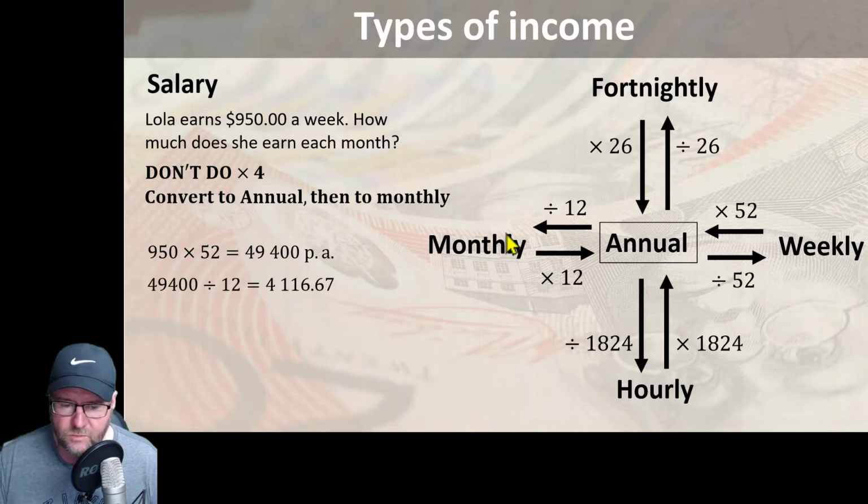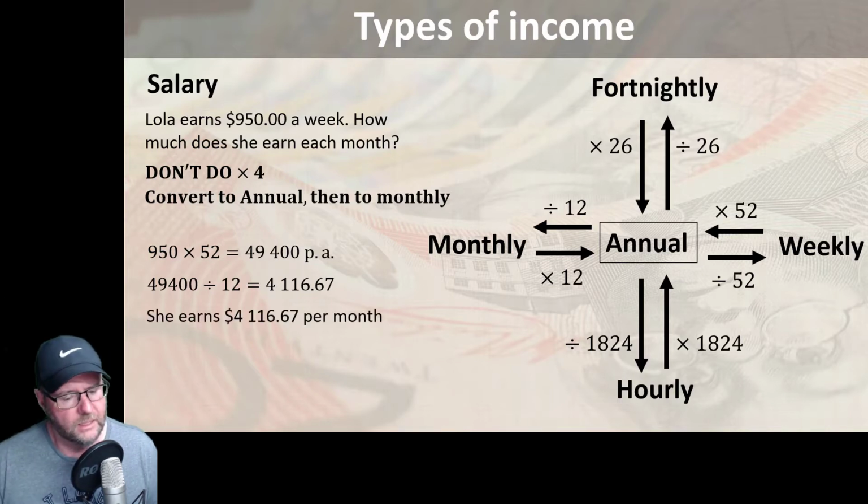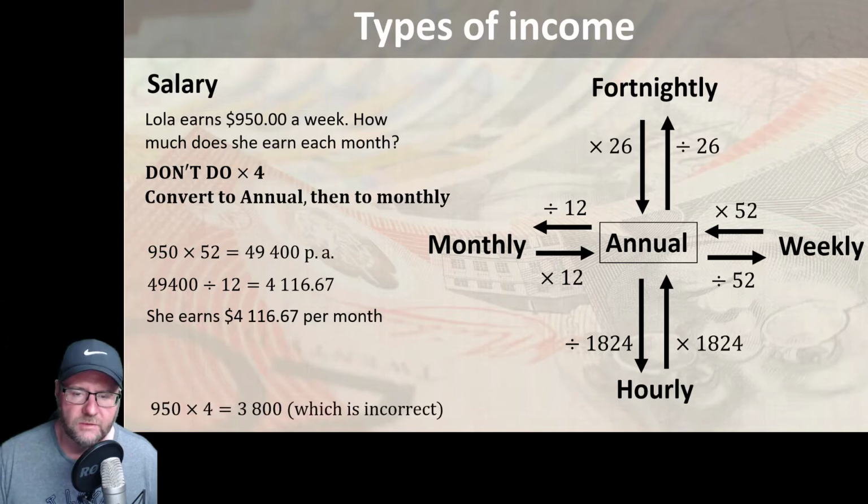So she gets $4,116.67 per month. Now, if I had just done times four, I would be ripping poor Lola off. Okay, because if I simply said, well, she gets $950 a week times 4 weeks is $3,800 a month. And if I was her boss and paying her, then I'm in trouble because I'm not paying her enough. Okay, so just be careful. Don't do 4 weeks in a month. Always just convert it to an annual first and then do your second calculation from there.